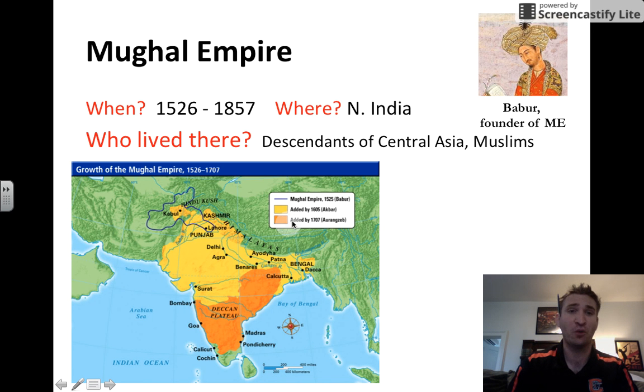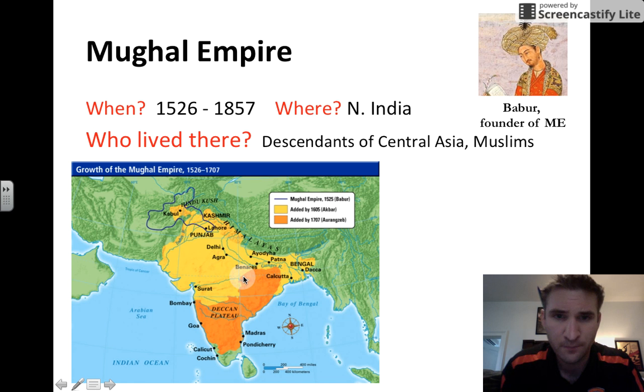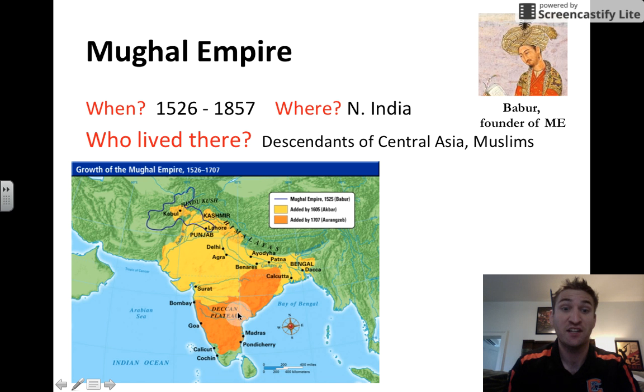Let's look at this map in the lower left here that talks about the growth of the Mughal Empire. It started in this region that is outlined in blue, a very small area of northwestern India and in present-day Pakistan, and it grew slowly but largely into a force. Different leaders of the Mughal Empire expanded its territory. Akbar expands it into this light orange, and Aurangzeb expands it into this darker orange.